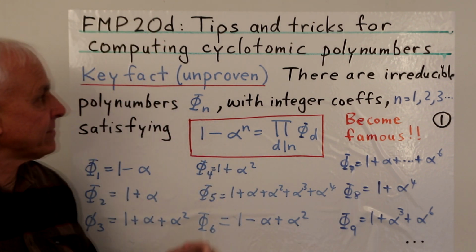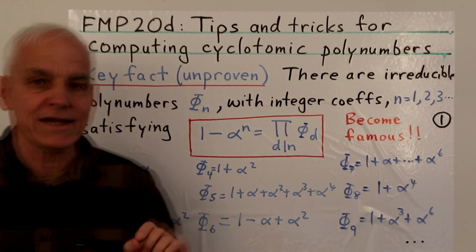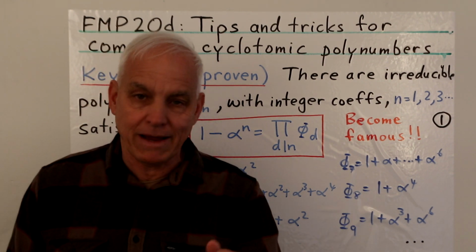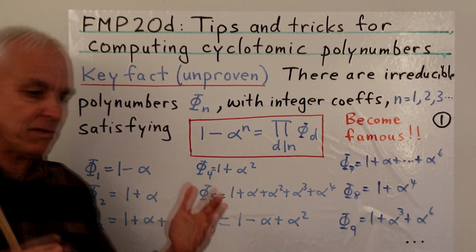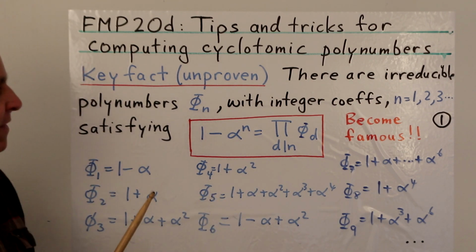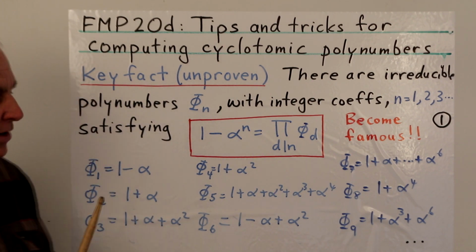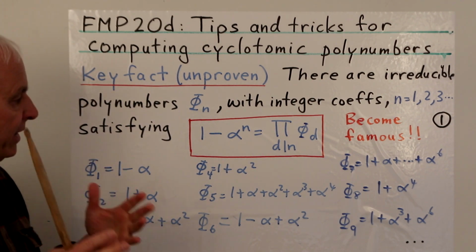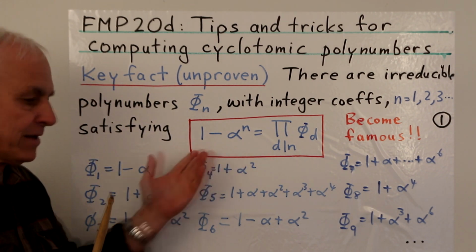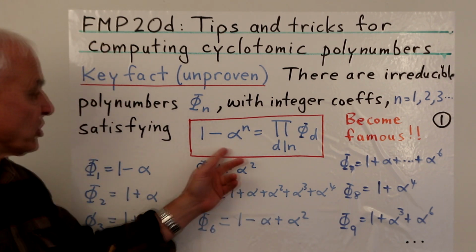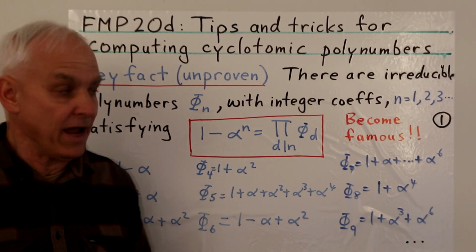Today we're going to be looking at tips and tricks for computing cyclotomic polynumbers. So these are important polynomials or polynumbers that are connected with algebraic number theory, with Galois theory, and just generally with interesting factorization of expressions like 1 minus alpha to the n.